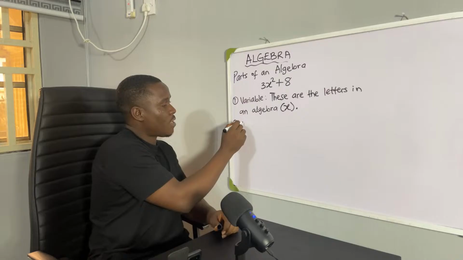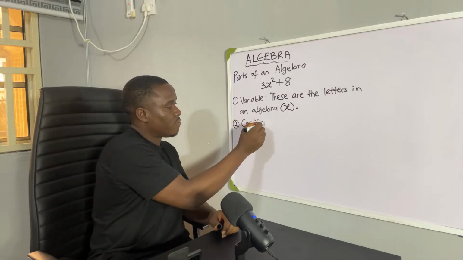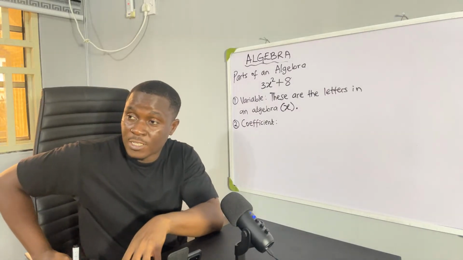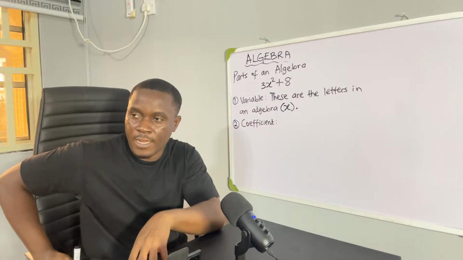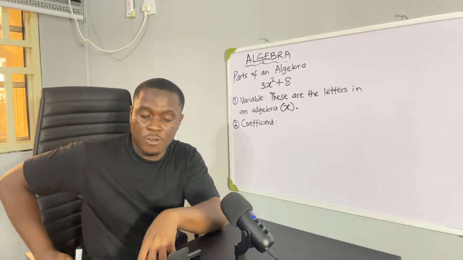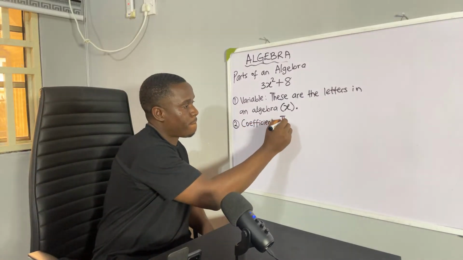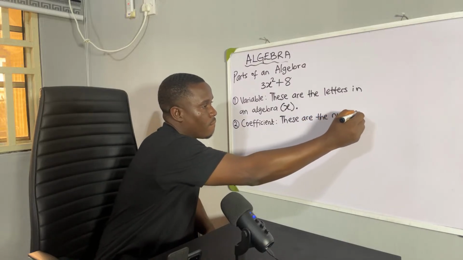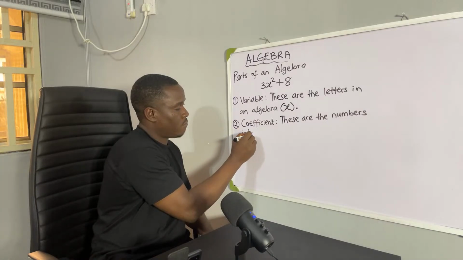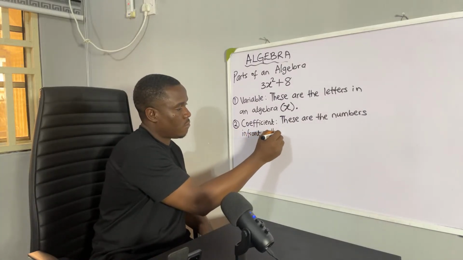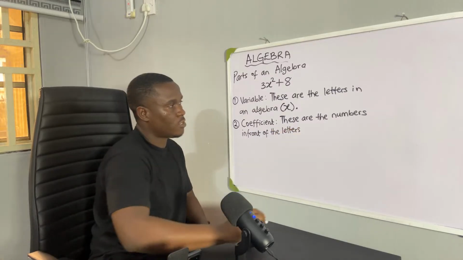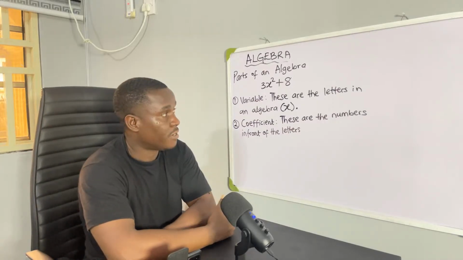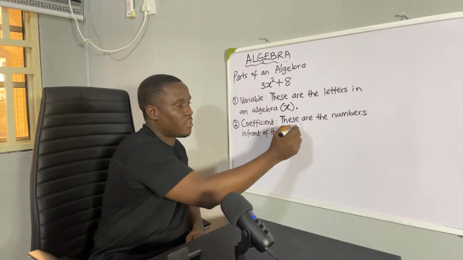Number 2, we have the coefficient. In an algebra, the coefficients are the numbers in front of the letters. So in this example, what is the coefficient? 3, because 3 is in front of x. So 3 is the coefficient.